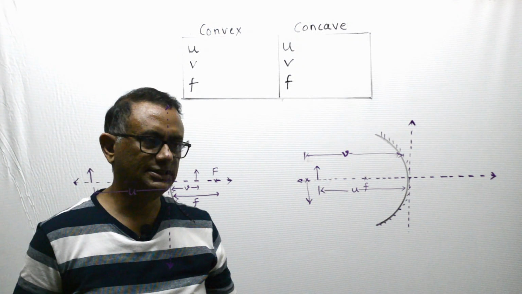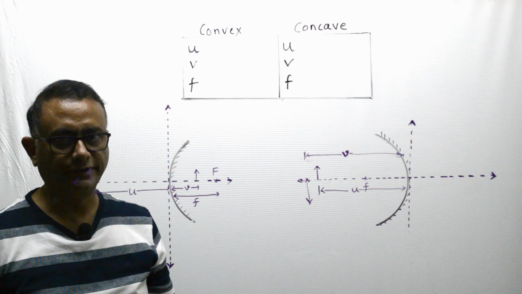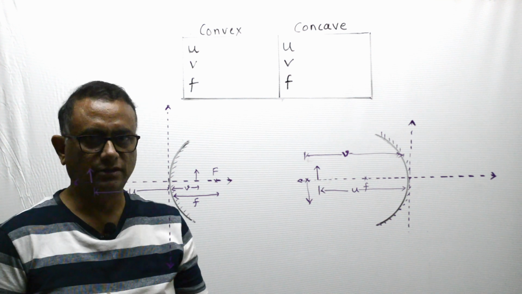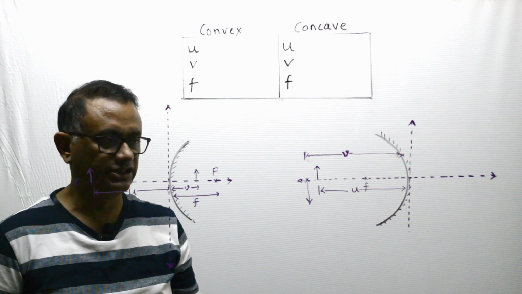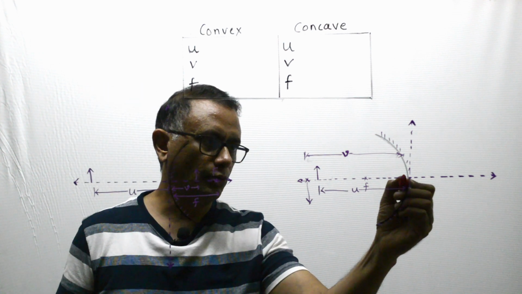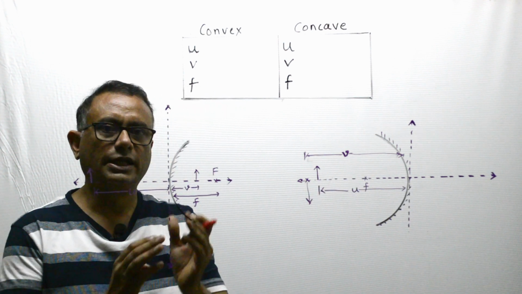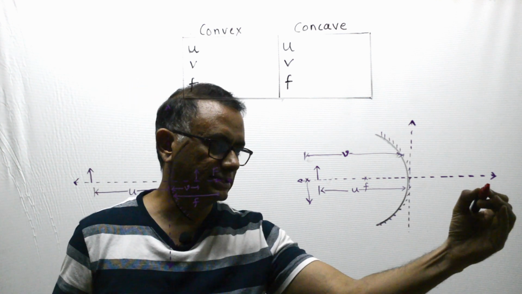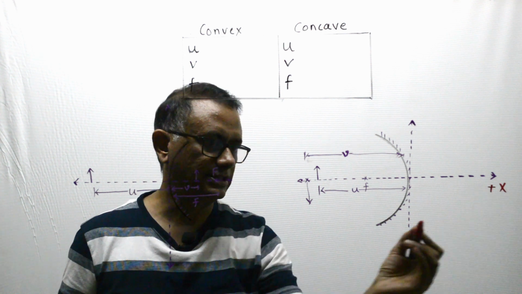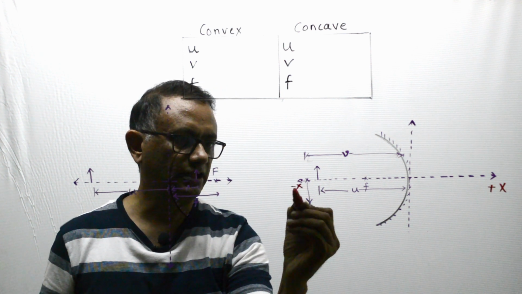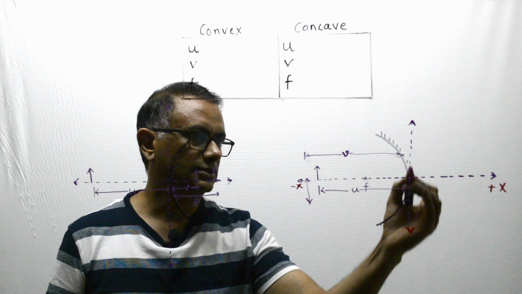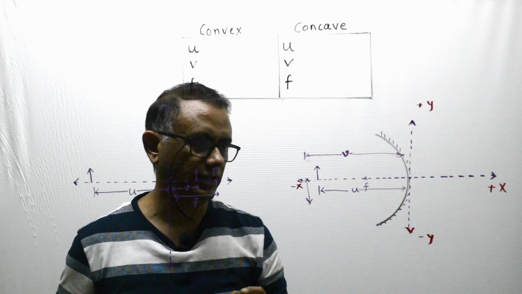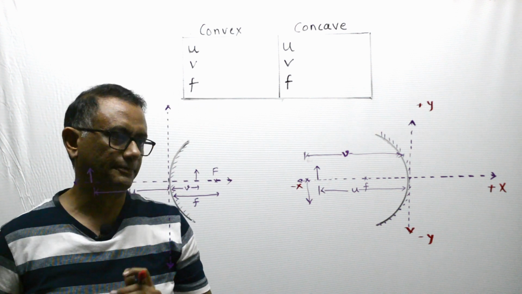Now what we'll discuss is the sign conventions for the concave and convex mirrors. For 9th and 10th standard, the way I would like you to remember the sign conventions is like this. At the pole, you think it is the origin and draw the x and y axis. So here we have the pole, we have drawn the axis. This is the positive x axis and this is the negative x axis. Similarly, this is our positive y-axis, this is our negative y-axis. So this is our xy plane.